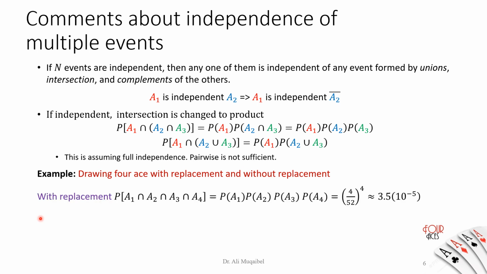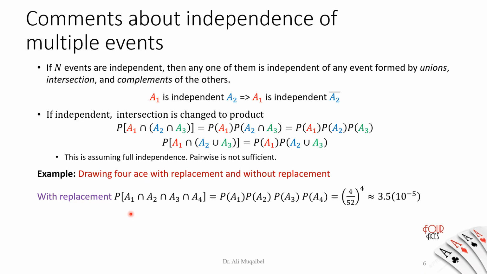With replacement, if I return the card, it means the events are independent. The first event, I'm returning the card, putting the card back and starting over. So this is going to be the intersection of having first ace, second ace, third and fourth. It will be the product. So for every one of them, we have 4 aces in the cards. So we have 4 over 52 multiplied by 4 over 52, which means raising to power 4. If you execute this calculation using a calculator, you get 3.5 times 10 raised to power minus 5.